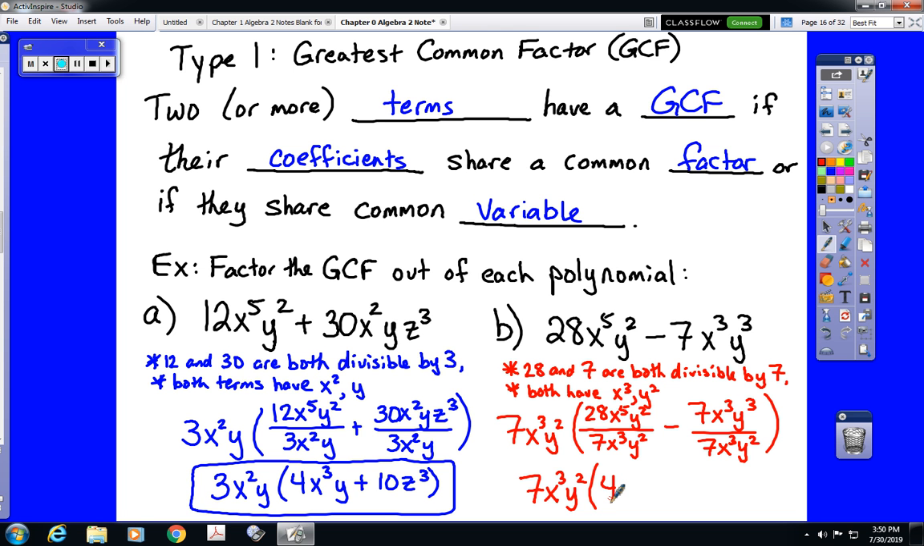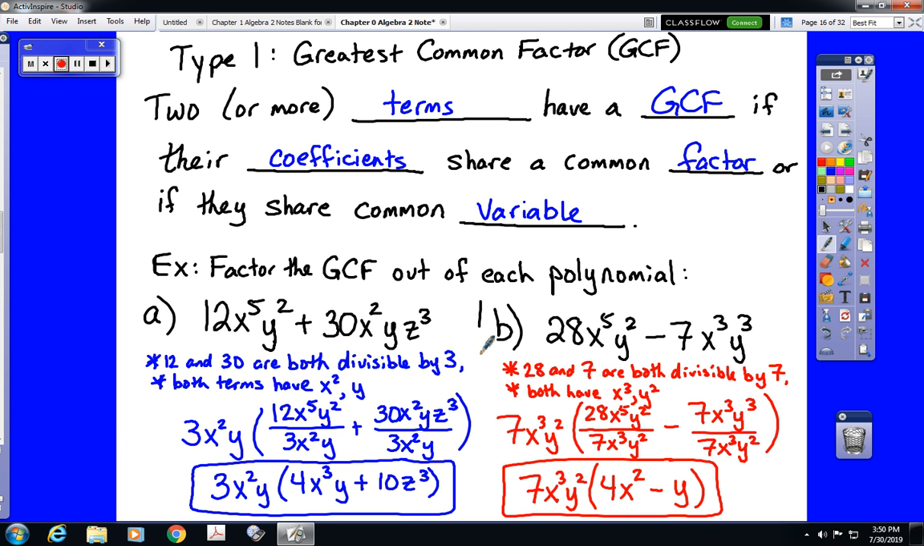28 divided by 7 is 4. X to the 5th divided by x to the 3rd is x to the 2nd. And y squared divided by y squared is 1, so it just drops out. 7 divided by 7 is 1, so we don't need to write that. X cubed over x cubed is 1. Y cubed over y squared is y. So you should have a y or a 1y.